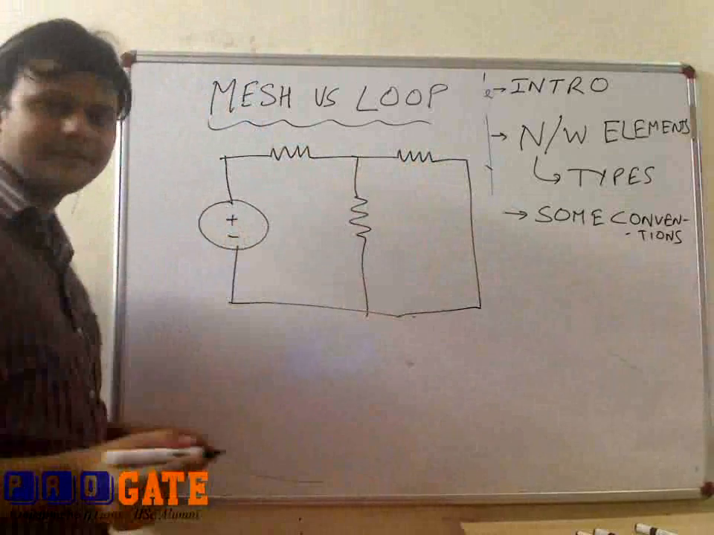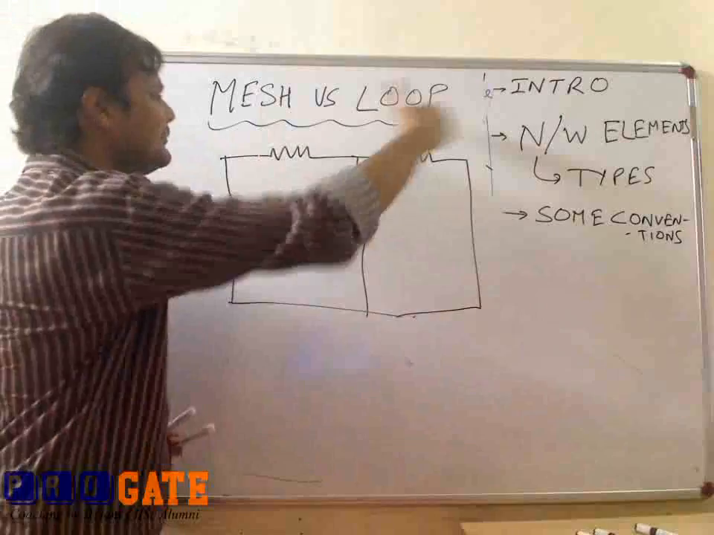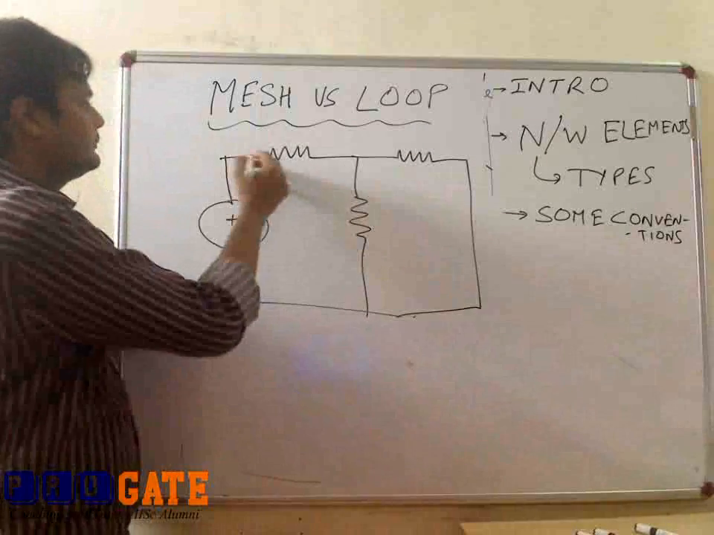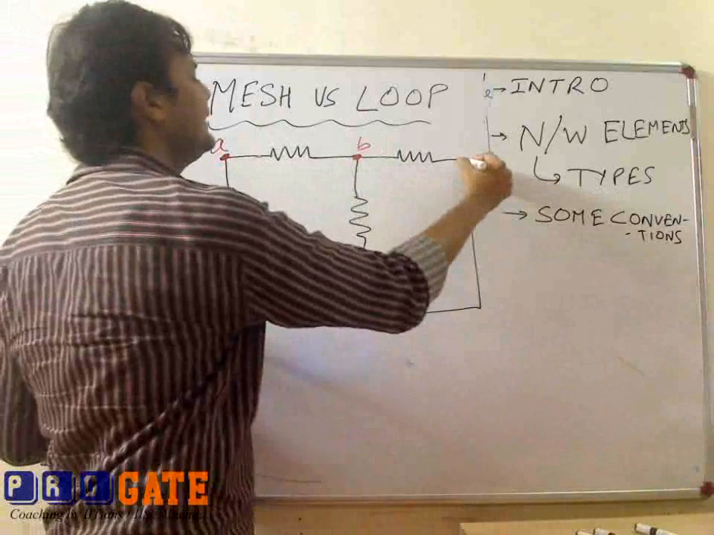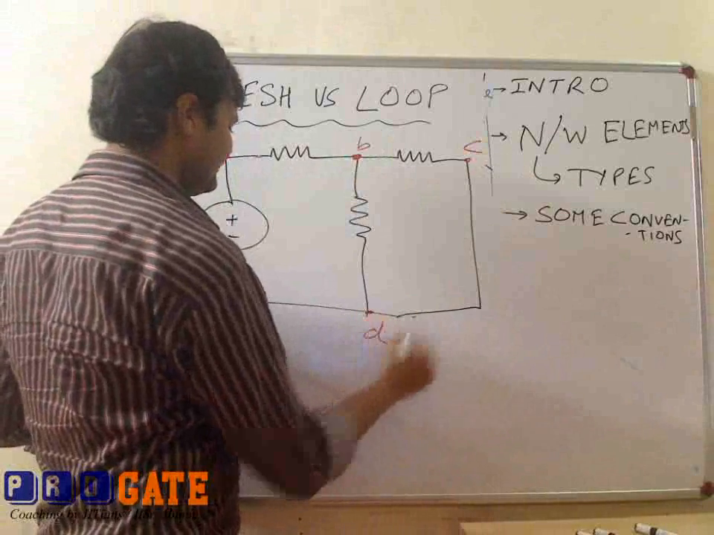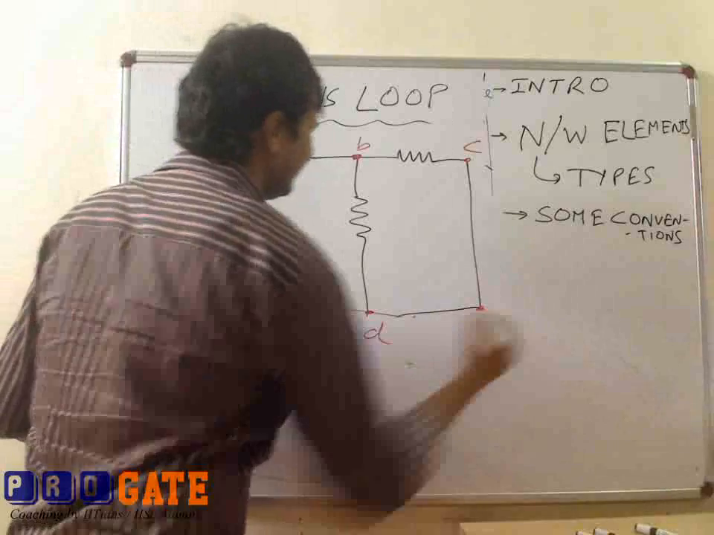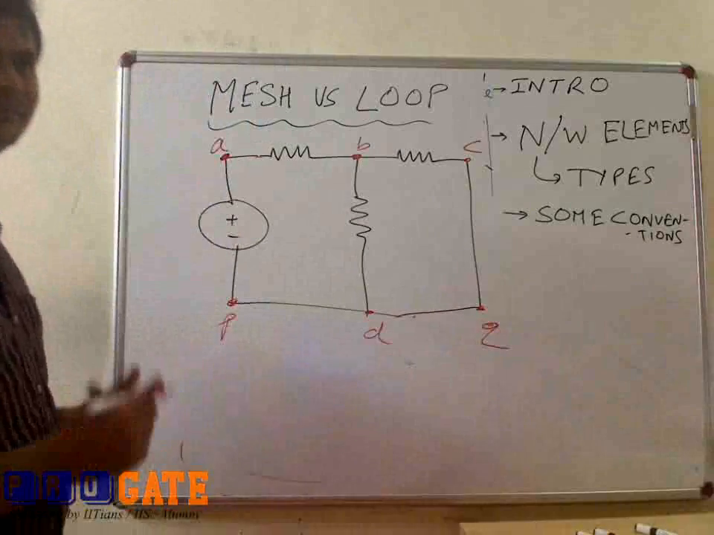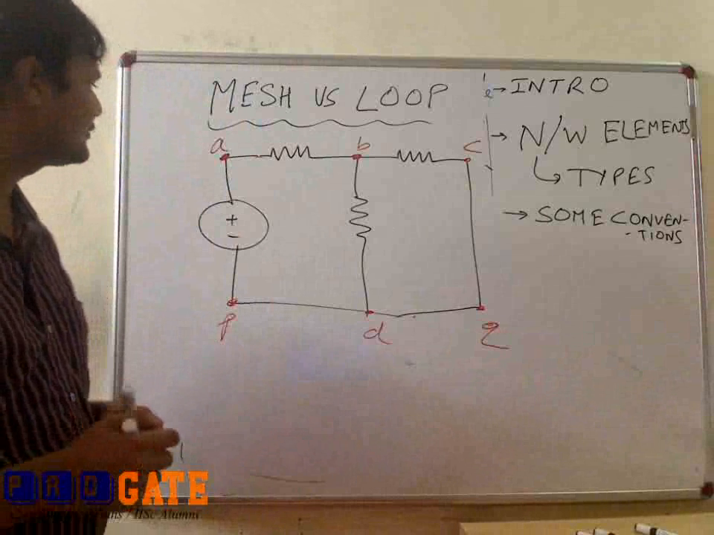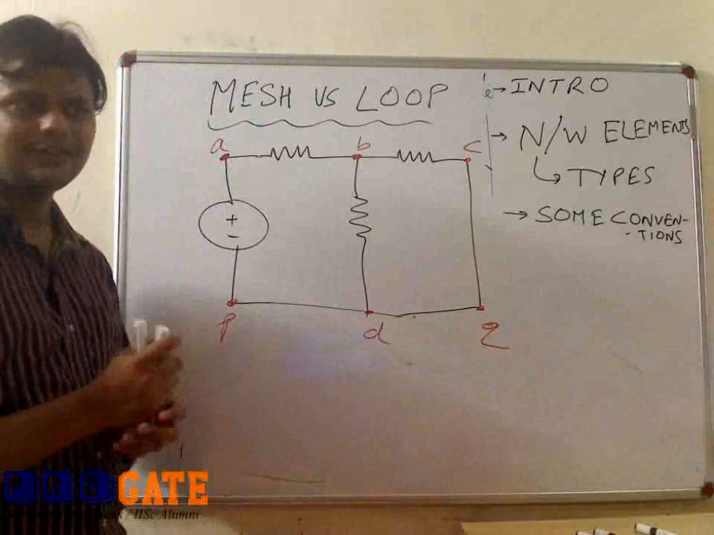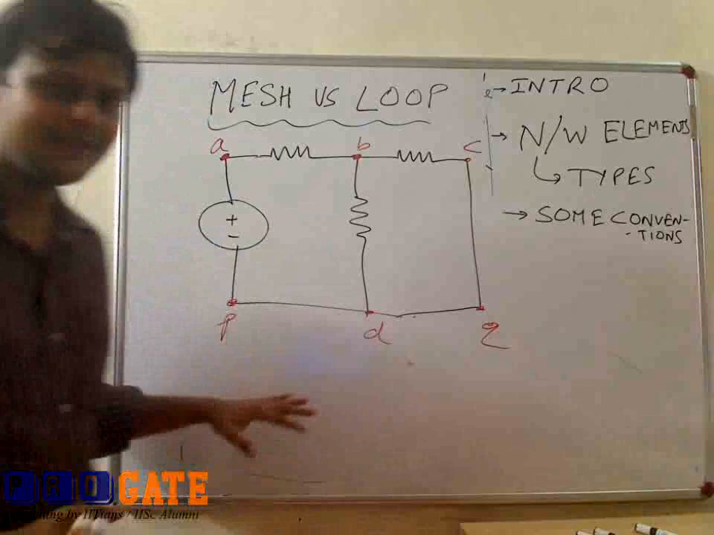So it's a very simple network, only 3 resistors, and this network is also known as simply T network. I am marking all the points in this network, A, B, C, P. So, how many meshes and loops does this network have? This is my question. You see the network and tell me.